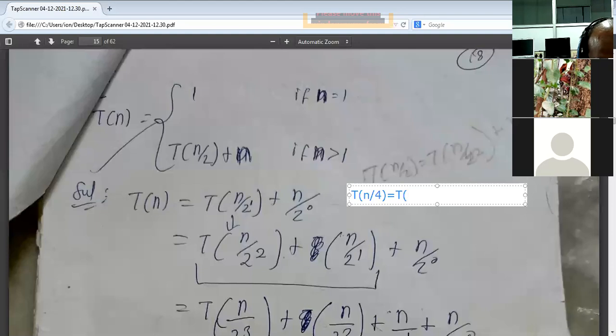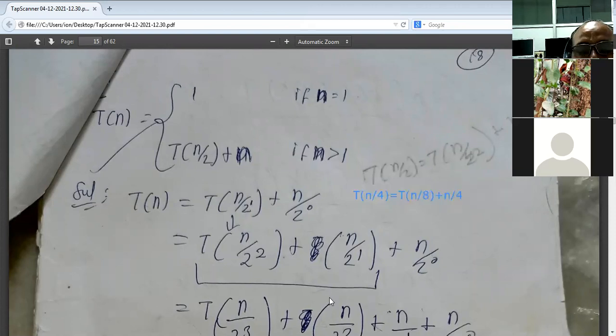T(n/8). Now again in this, instead of this n, I will put n/2². So here again plus n/2², that means n/4. Now you can see here, what I will do, instead of this n/2², that means 2T(n/4), I have already calculated T(n/4). So now I will substitute, instead of this value, I will substitute this value. So same thing I have done over here.